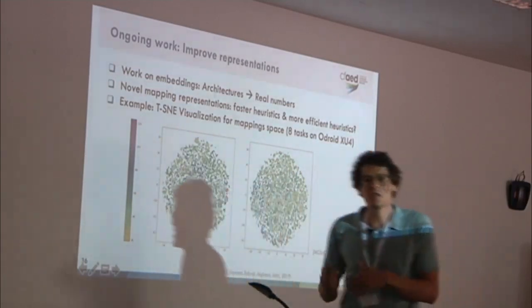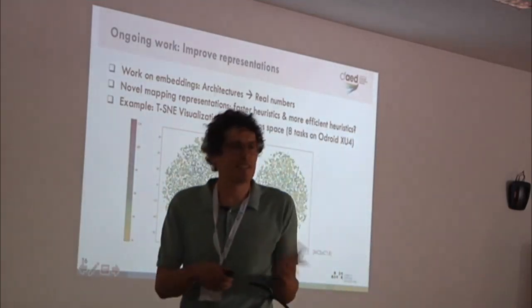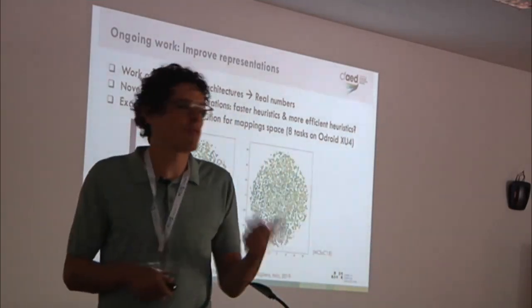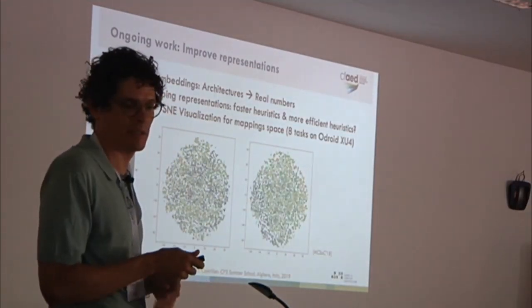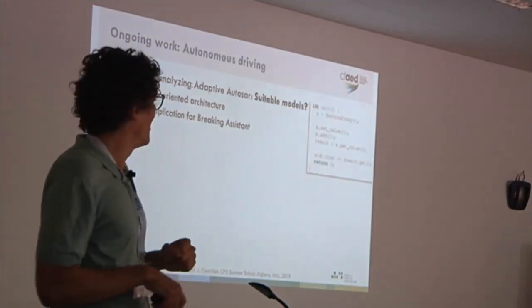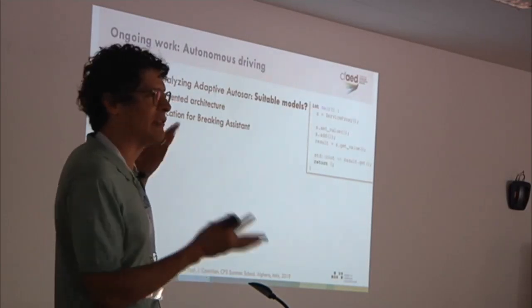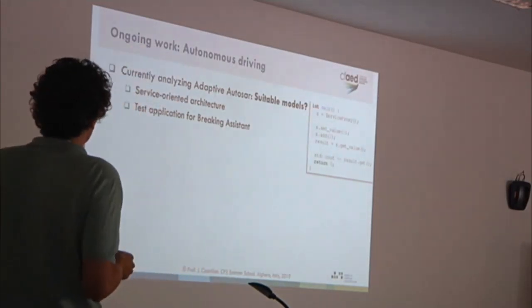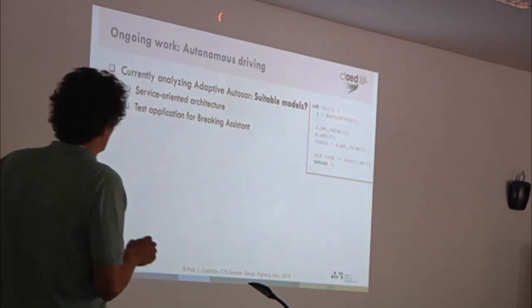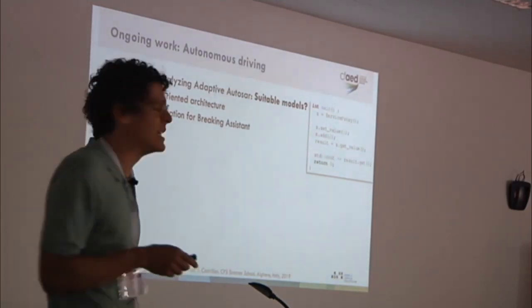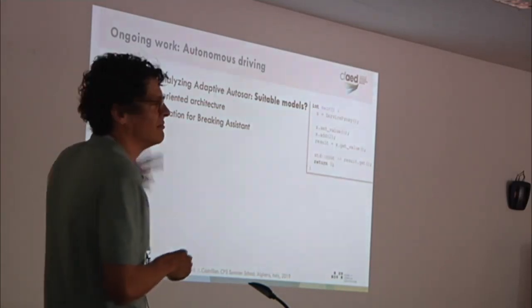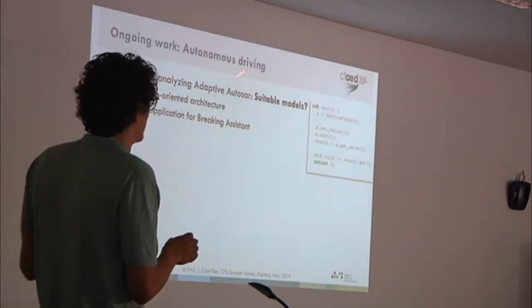And this is ongoing work, so we are trying to see, is this really useful for robust mapping and for accelerating the convergence of metaheuristics. Okay, something else that we're working on, this is kind of the link to CPS, I cannot talk too much about this, is that we are looking at Adaptive AUTOSAR, which is a standard put together by the automotive industry. One of the main goals is that this should work for autonomous driving.